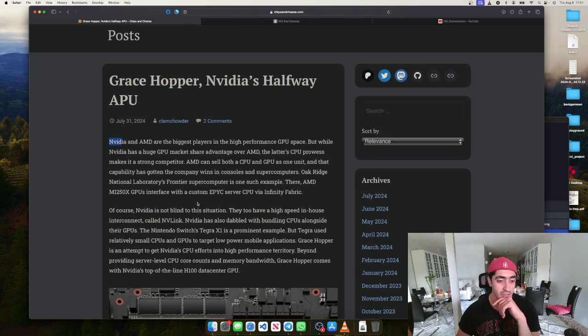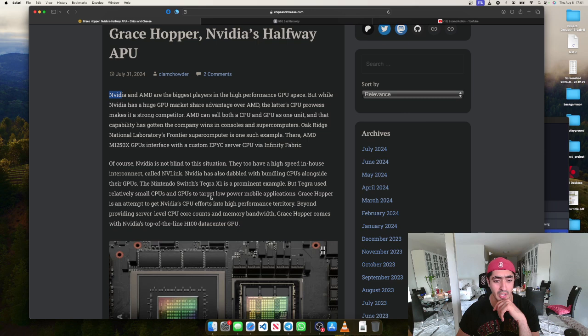Oak Ridge National Laboratory's Frontier supercomputer is one such example. Their AMD MI250X GPUs interface with a custom EPYC server CPU via Infinity Fabric. Of course, Nvidia is not blind to this situation. They too have a high-speed in-house interconnect called NVLink.